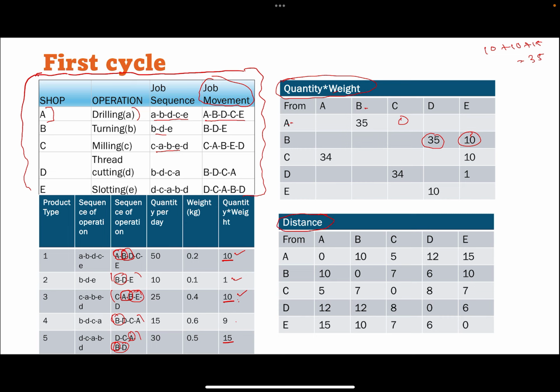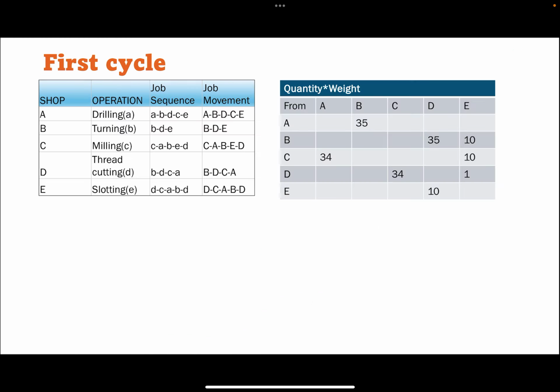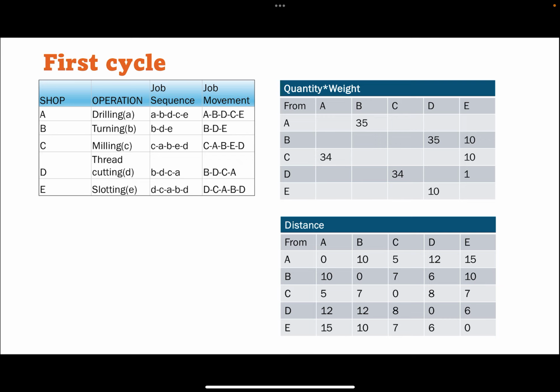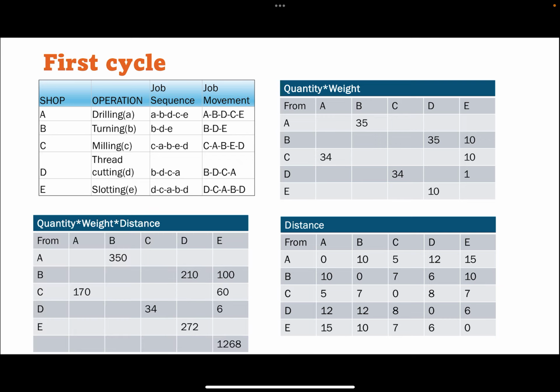So if you multiply these corresponding values in the table, that is 35 and 10, and 34 and 8, like that, and sum it up, you will get quantity into weight into distance. So these were given. If you multiply, you will get 35 into 10, that is 350, and then 35 into 6 gives 210, like that, right?